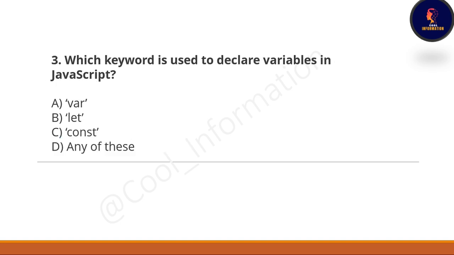Moving to the next question, which keyword is used to declare a variable in JavaScript? Now the options are var keyword, let keyword, const keyword, or the last option, any of these. Most of you know only var and let, but const is also used to declare a variable in JavaScript. So correct option is option D. Any of these can be used to declare a variable in JavaScript.